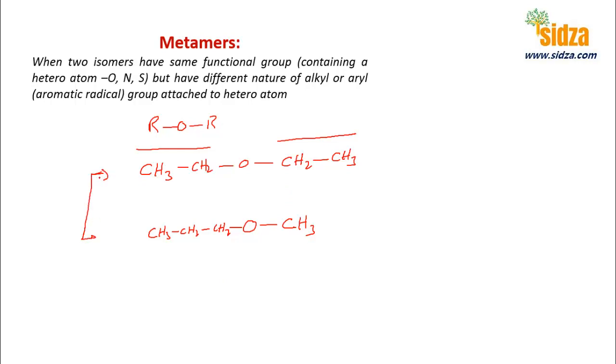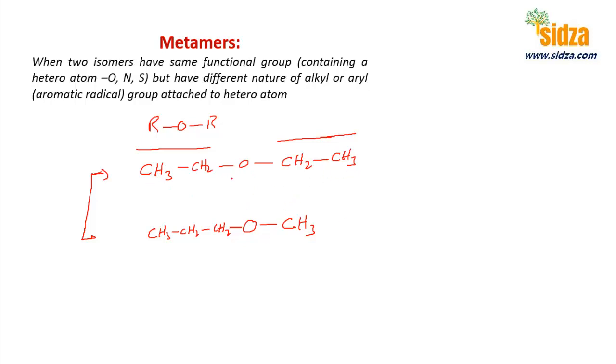Why? Because they have the same functional group, same formula, but the alkyl groups are different. In this first example you have two similar groups around the oxygen. Here you have a methyl and a propyl. The formula is the same, right? You can see 4 carbons here and 4 carbons here, one oxygen here, one oxygen here. Hydrogens are again the same, right?